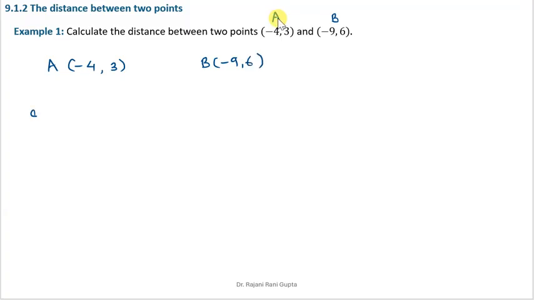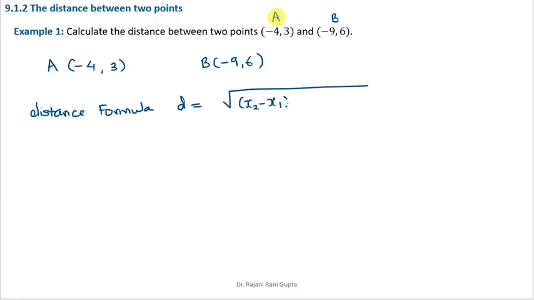Write the distance formula. The distance formula says that d is equal to root of x2 minus x1 power 2 plus y2 minus y1 power 2. Now, let this be your point x1, y1 and x2, y2. Just substitute the values. What will you get?